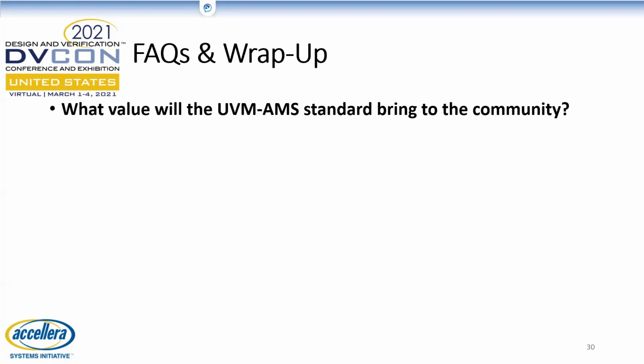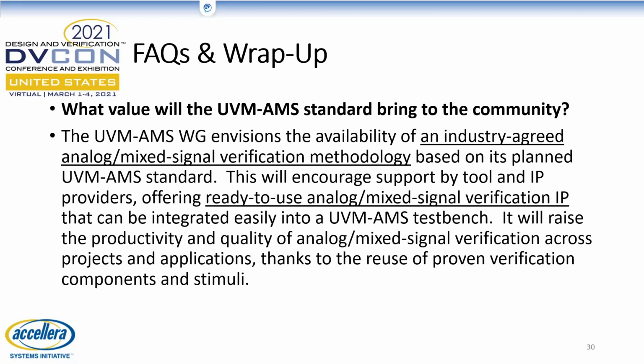The first question could be, what value will the UVM-AMS standard bring to the technical community? Our answer is, the UVM-AMS Working Group envisions the availability of an industry-agreed analog and mixed signal verification methodology based on its planned UVM-AMS standard. This will encourage support by the tool and IP providers offering ready-to-use analog and mixed signal verification IP that can be integrated easily into a UVM-AMS test bench. It will raise the productivity and, of course, the quality of analog and mixed signal verification across projects and applications, thanks to the reuse of proven verification components and stimuli.